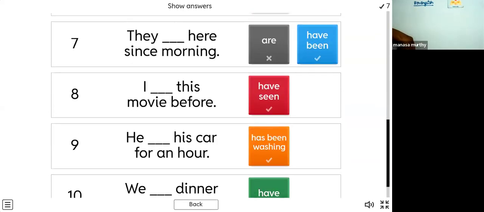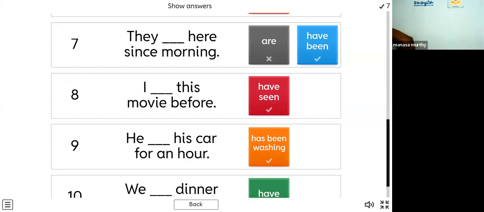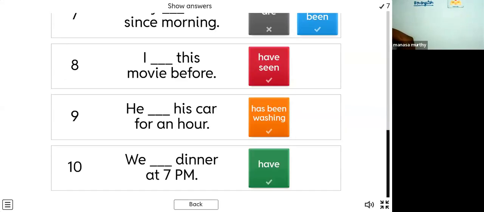They dash here since morning. Have been. 8th one, I dash this movie before. Have seen. Done. Okay.